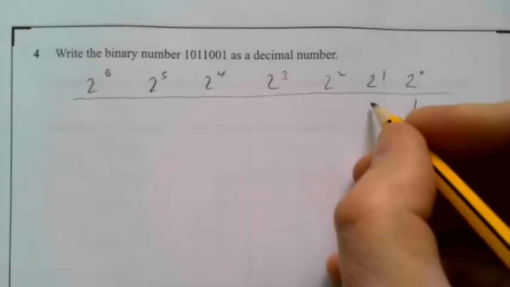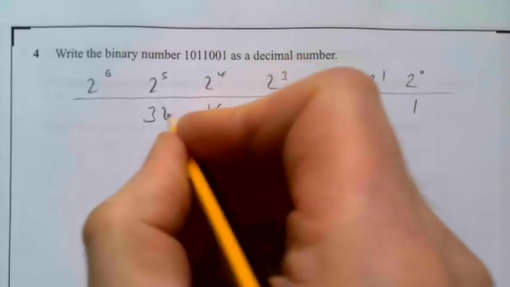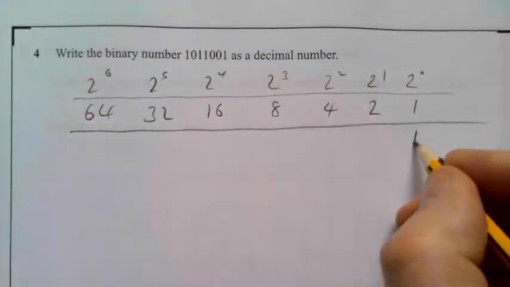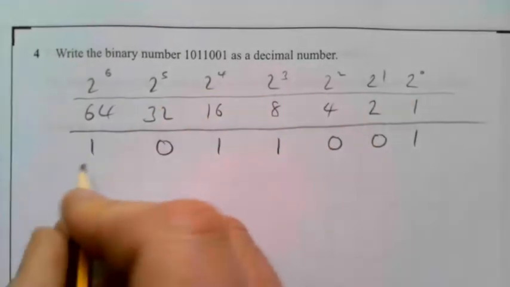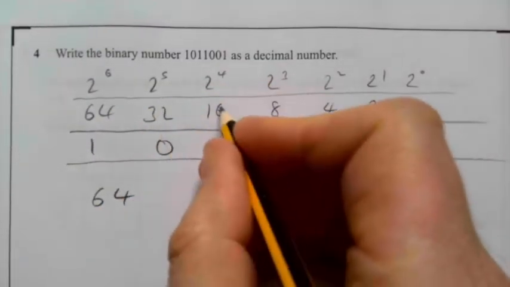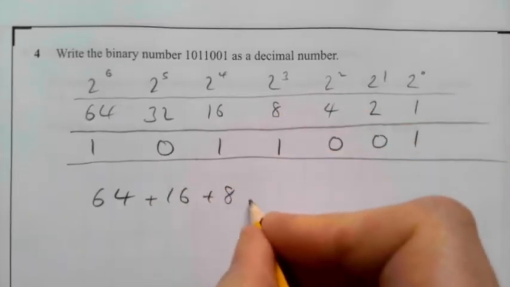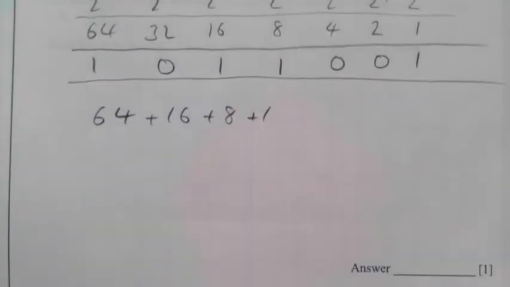2 to the power 0 is 1, then 2, then 4, then 8, 16, 32, and 64. And we have the number 1001101. So in our number there is a 64, there's no 32, there's a 16, there's an 8, and there's a 1. And so the answer to that then is going to be 89.